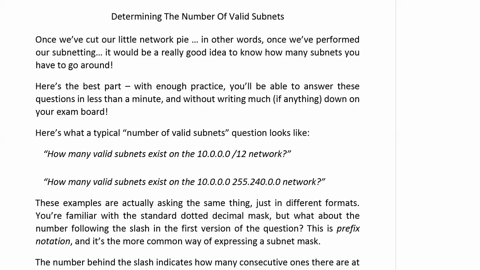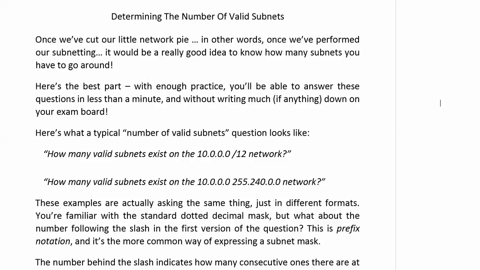Here's what a typical number of valid subnets question looks like. You know, how many valid subnets do we have on the 10.0.0.0/12 network? Or how many valid subnets do we have on the 10.0.0.0 255.240.0.0 network? Now, I will mention this several times here in the binary section, that these examples, they're asking the exact same question, just in different formats.